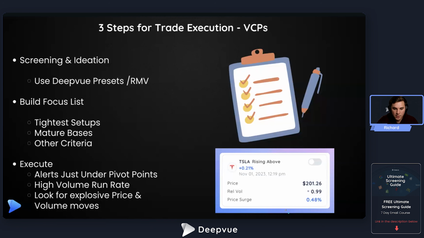All that comes together into an alert that just by looking at this, you can get a sense of, all right, the stocks are really moving. I got to bring it up on my screen and see if it's actionable. So those are kind of the 3 overarching steps for trading these VCP type patterns.